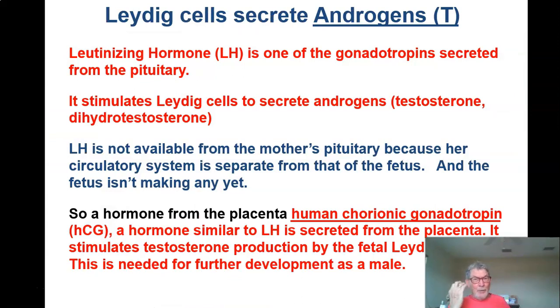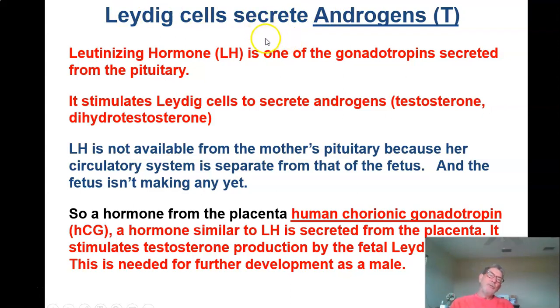So let's look a little bit more closely at these. Leydig cells make androgens. They make testosterone and dihydrotestosterone. They are stimulated by luteinizing hormone, one of your gonadotropins that comes from the pituitary. Remember, you have two of them. You have luteinizing hormone and follicle-stimulating hormone. Luteinizing hormone stimulates Leydig cells to make your androgens, testosterone and dihydro.